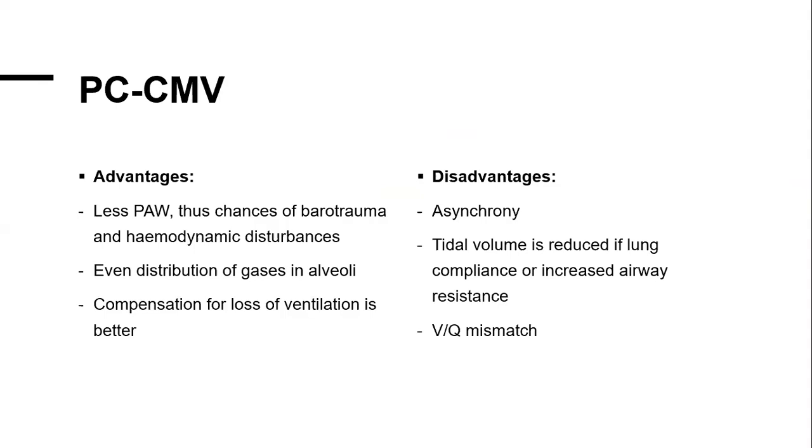It allows equal distribution of gases in the alveoli, and the compensation for loss of ventilation is better. Now like we mentioned before, tidal volume can be reduced if there's reduced lung compliance, or increased airway pressure or airway resistance. The tidal volume may be low, and that's why you need to do your troubleshooting to know what to do to increase your desired tidal volume. Patient ventilator asynchrony is one of its disadvantages, and it can also precipitate ventilation perfusion mismatch.